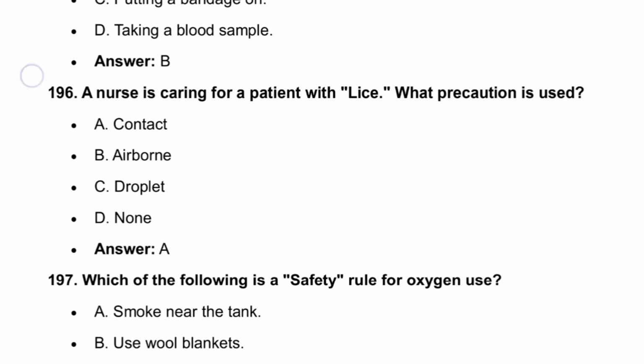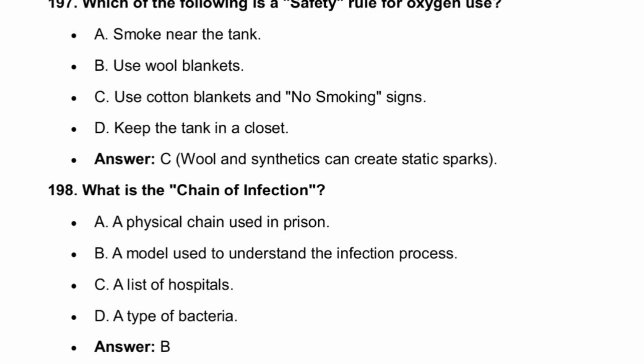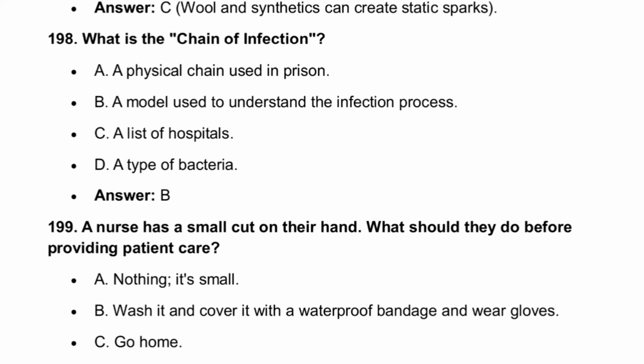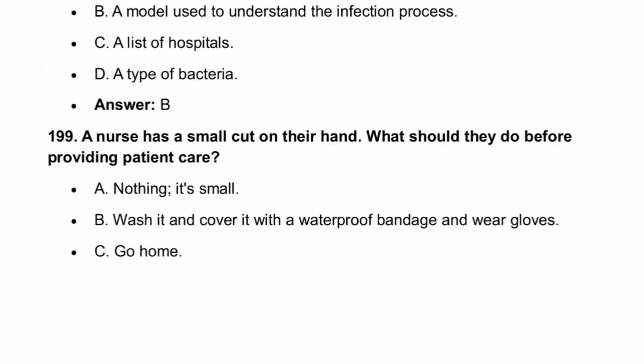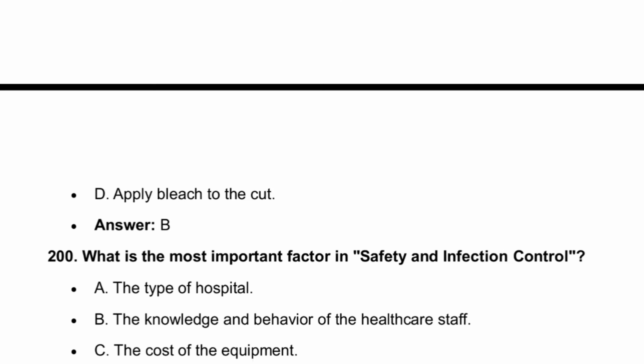A, contact. Which of the following is a safety rule of oxygen use? Safety rules কি আছে? C, use cotton blankets and no smoking signs. Next, what is the chain of infection? এটা হচ্ছে যে B, a model used to understand the infection process. A nurse has a small cut on their hand. What should they do before providing patient care? Patient care করার আগে কি দিবে? B, wash it and cover it with a waterproof bandage and wear gloves.